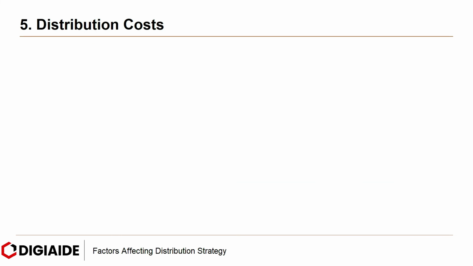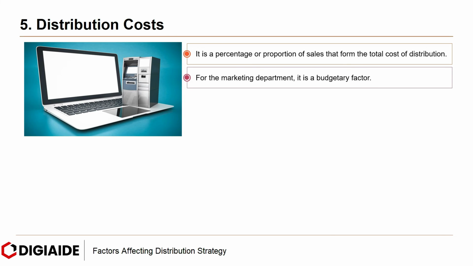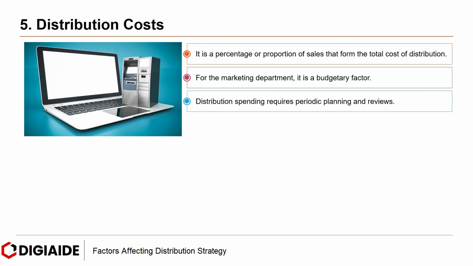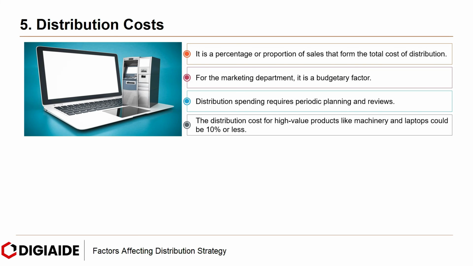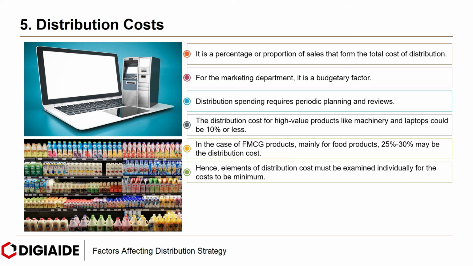And finally, the factor of distribution cost. It is a percentage or proportion of sales that form the total cost of distribution. For the marketing department, it is a budgetary factor. Distribution spending requires periodic planning and reviews. The distribution cost for a high-value product like machinery and laptops could be 10% or less. In case of FMCG products, mainly for food products, 25 to 30% may be the distribution cost. Hence, elements of distribution cost must be examined individually for the cost to be minimum.